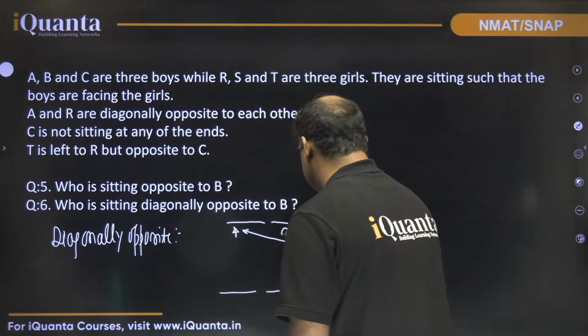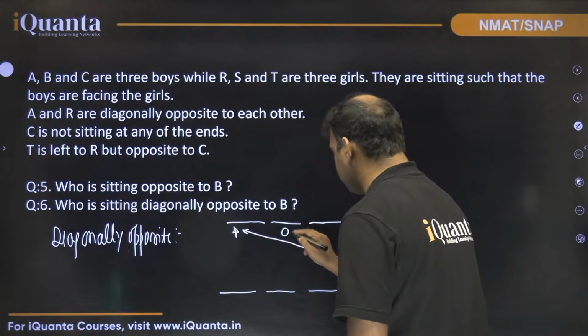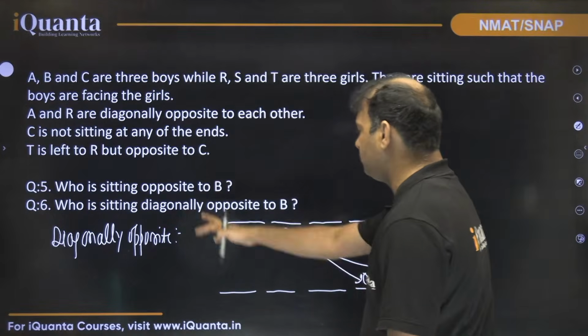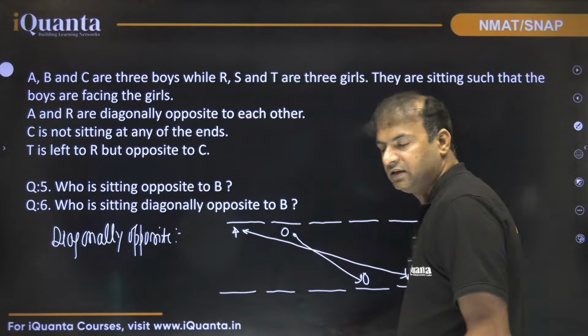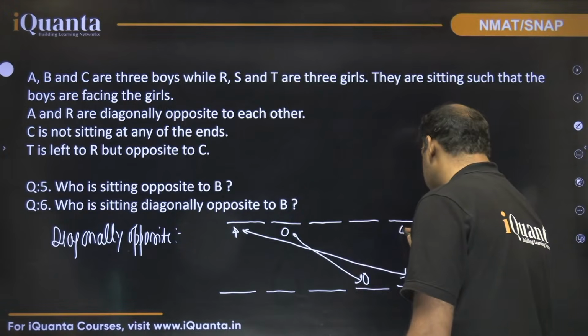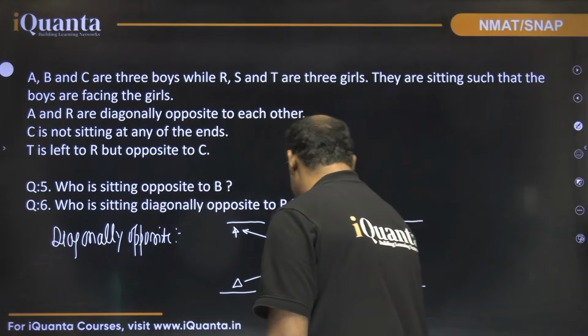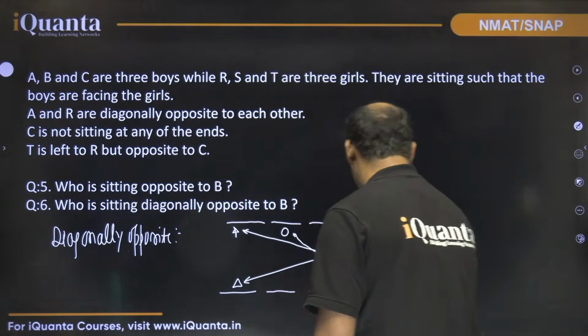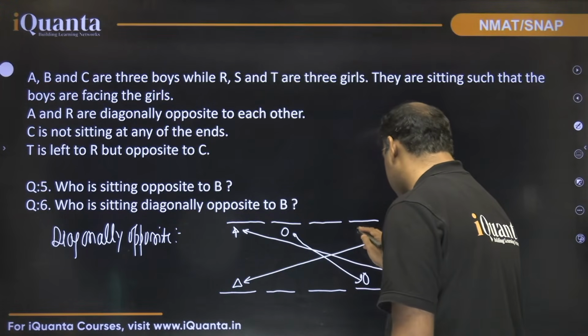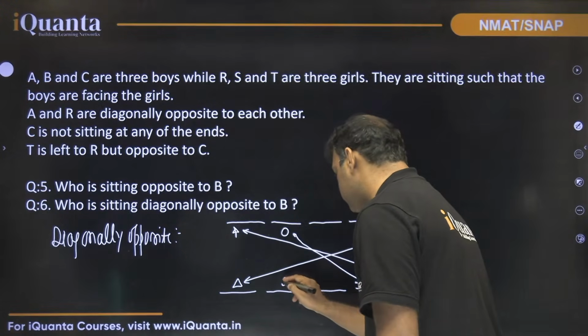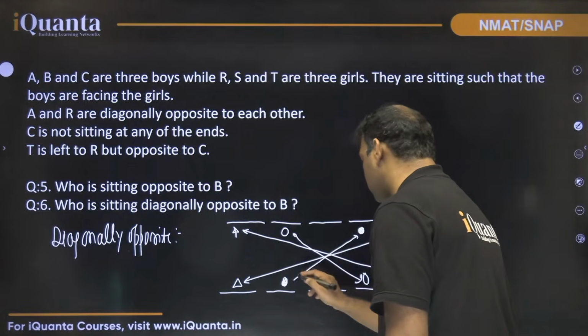Similarly, let's say this person and this person, they are also diagonally opposite to each other. Second from the left, second from the right, like this. Similarly, this person and this person are called sitting diagonally opposite to each other. And similarly, let's talk about this person and this person. So they are also sitting diagonally opposite to each other.